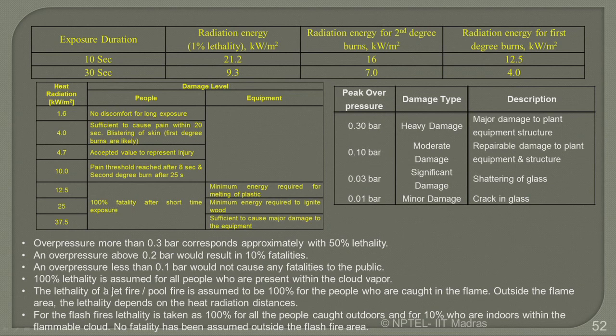100% lethality is assumed for all people who are present within the vapor cloud. The lethality of jet fire and pool fire is assumed to be 100% for the people who are caught in the flame. Outside the flame area, lethality depends on the heat radiation distances. For the flash fire, lethality in the present study is taken as 100% for all people caught outdoors and 10% for those indoors within the flammable cloud. No fatality is assumed outside the flash fire area for the given problem. So, these are some of the data used in the given study, based on which the risk reduction measures are recommended to the given plant.